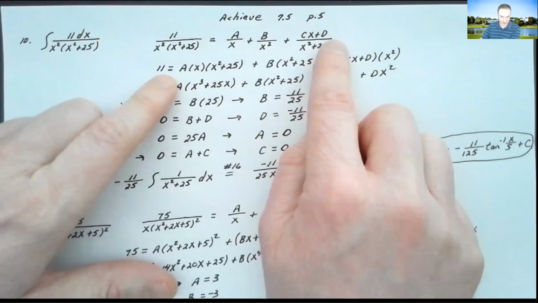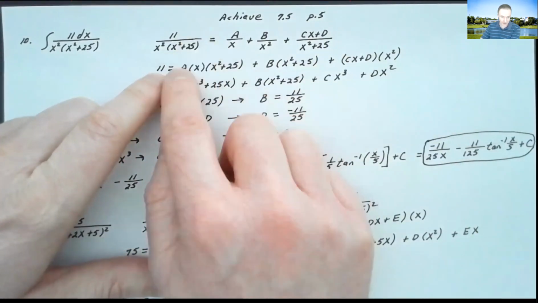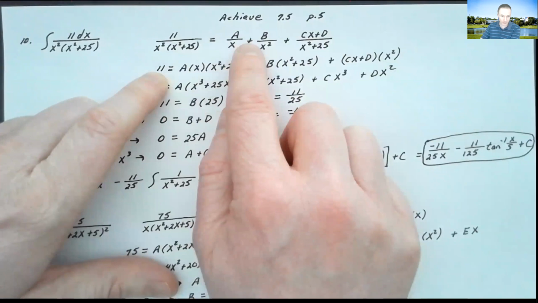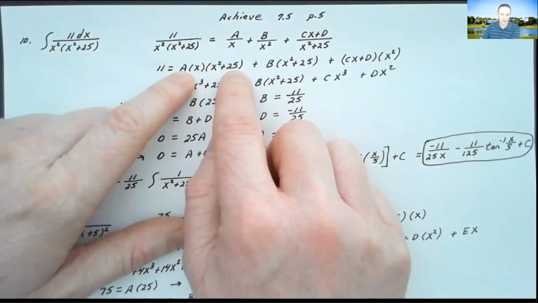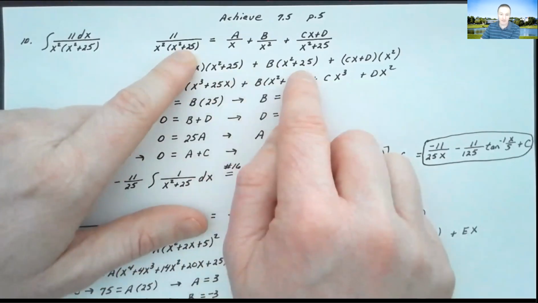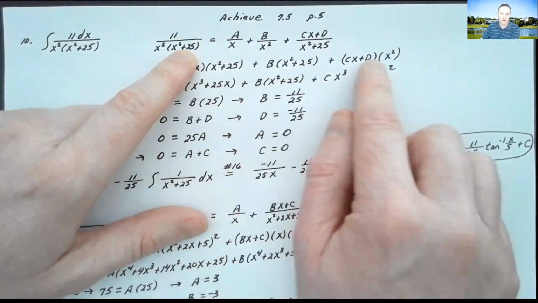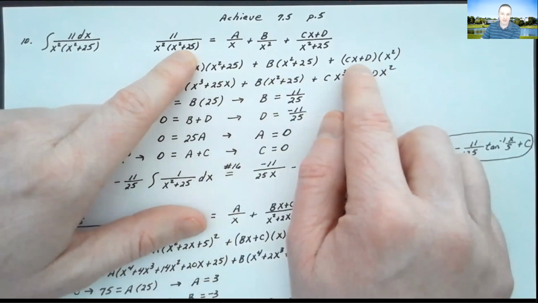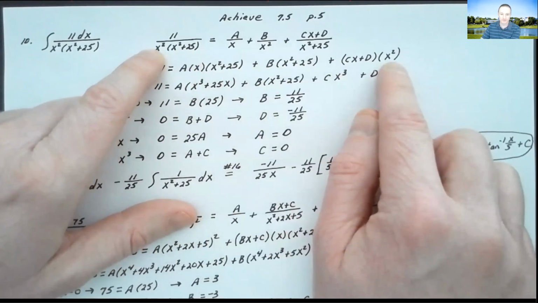Now, once you have this set up, you multiply by the least common denominator. On the left side, I get the numerator. On the right, I'll have a times x to the first times x squared plus 25. I'll have b simply times the irreducible quadratic of x squared plus 25. And I'll have the linear function cx plus d only multiplying the x squared term.